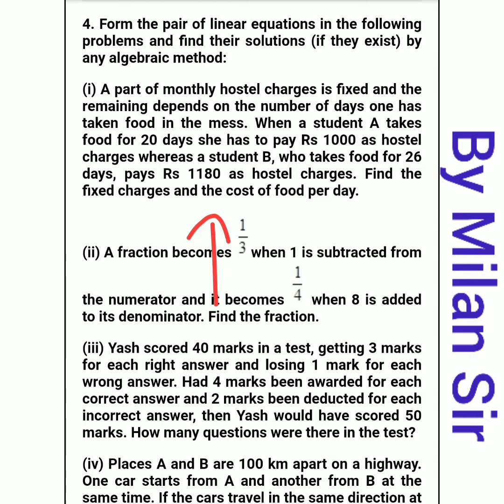First of all, read question number 1. A part of monthly hostel charges is fixed and the remaining depends on the number of days one has taken food in the mess. When a student A takes food for 20 days, she has to pay rupees 1000 as hostel charges, whereas a student B who takes food for 26 days pays rupees 1180 as hostel charges. Find the fixed charges and the cost of food per day.